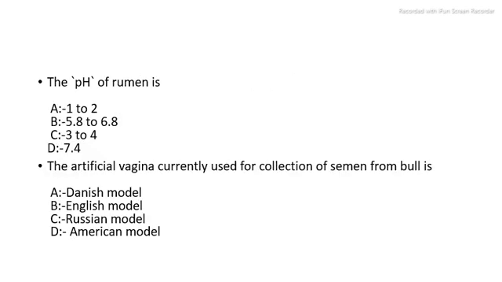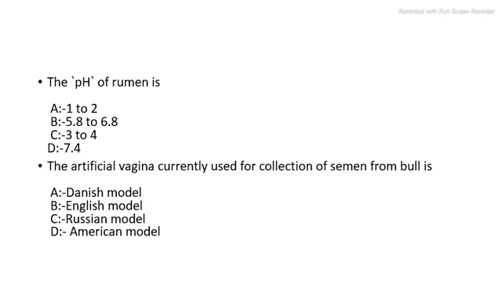Next question. The pH of rumen is? Option A 1 to 2, option B 5.8 to 6.8, option C 3 to 4, option D 7.4. So the pH of rumen is slightly acidic, that is 5.8 to 6.8.